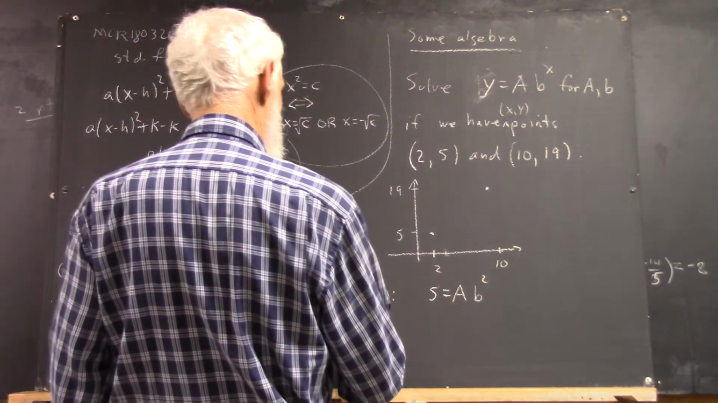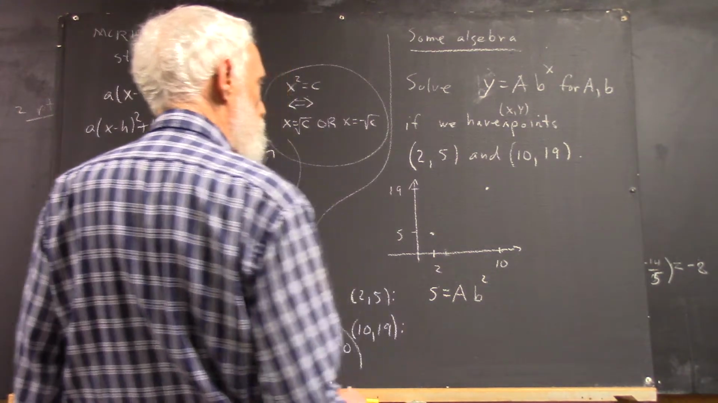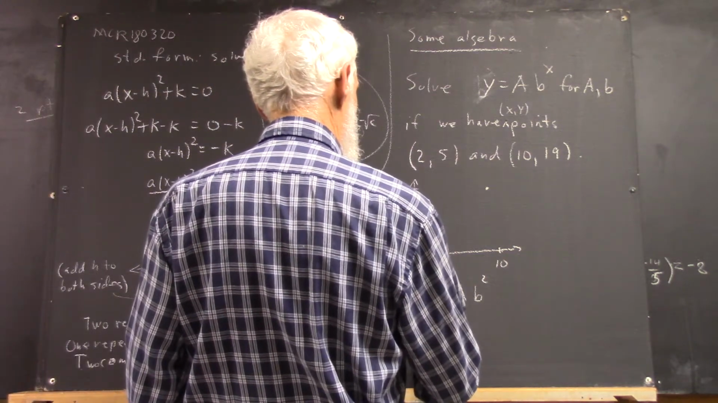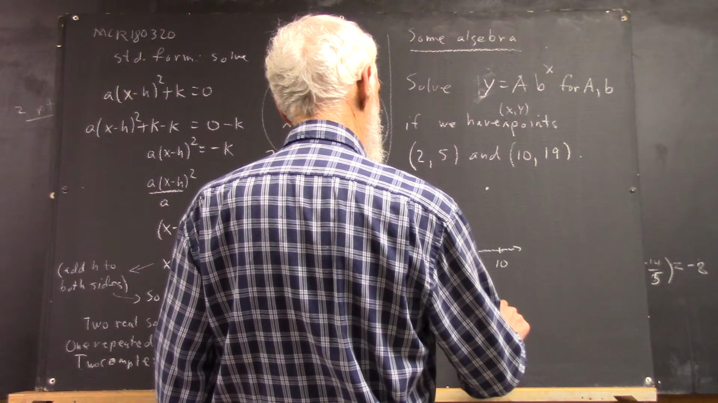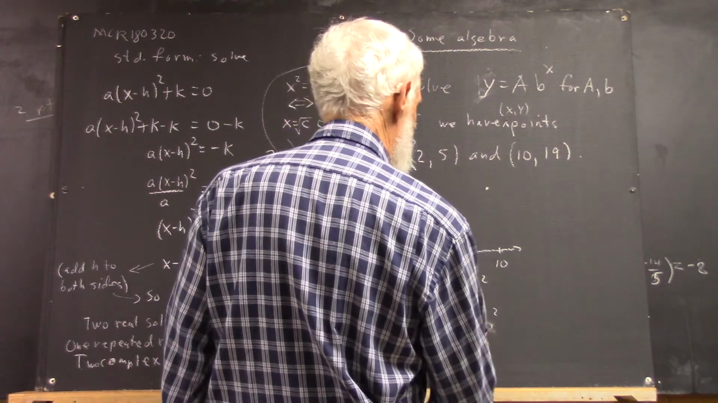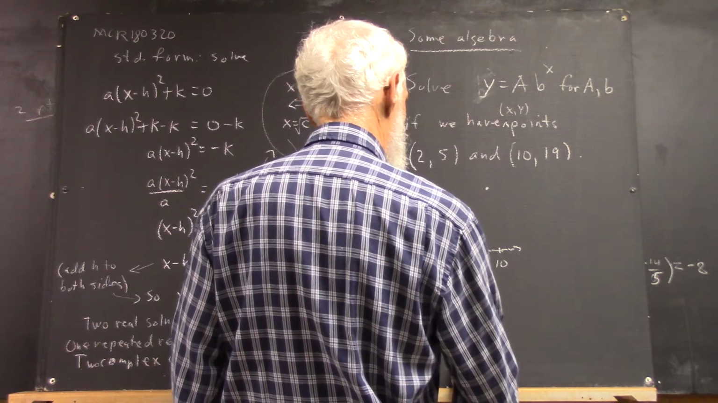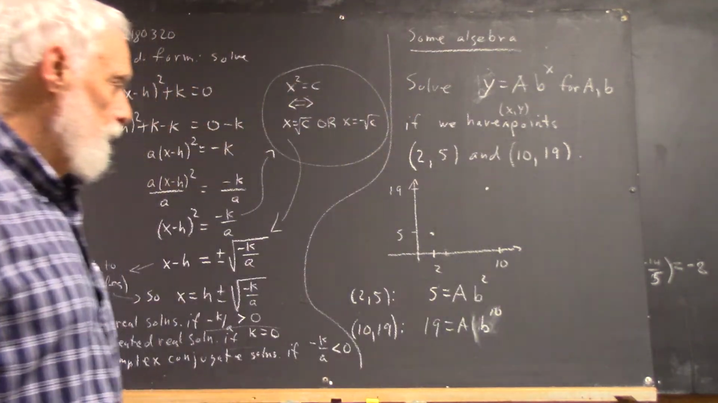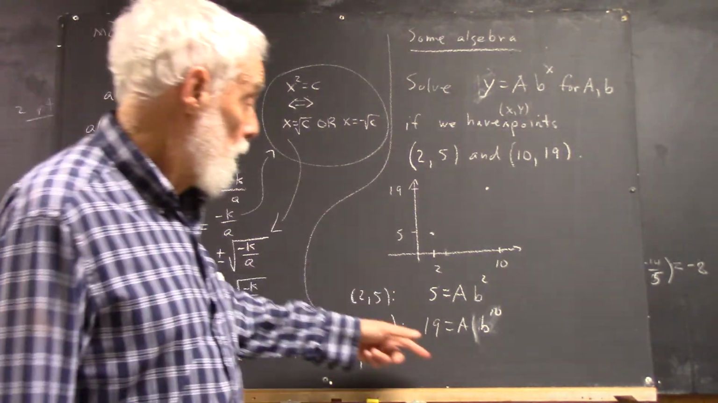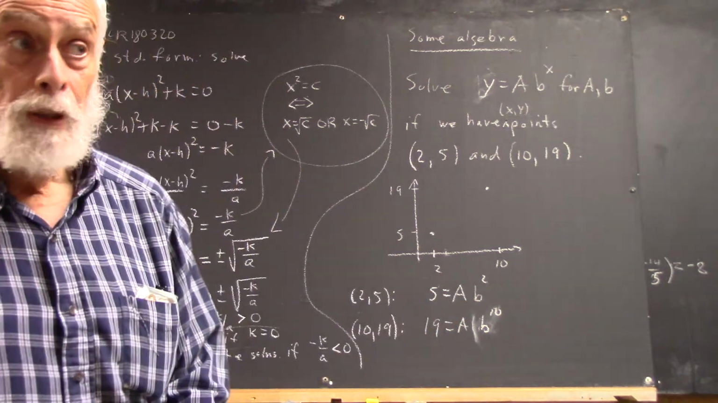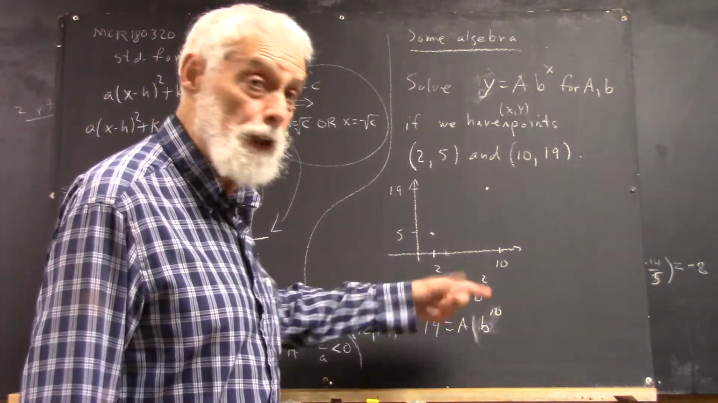And from the point (10, 19), we get 19 equals A times 10 squared. Not A times 10 squared, A times B to the 10th. So I don't need to write all that extraneous stuff, right? Okay, well that's 2 equations and 2 unknowns, right? So the question is, how can we solve those equations to find the values of A and B?